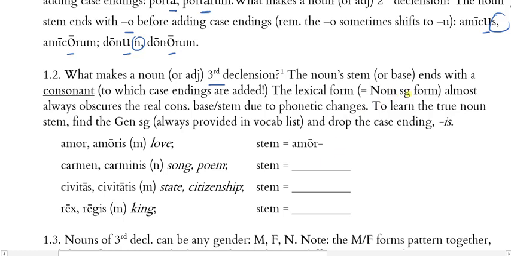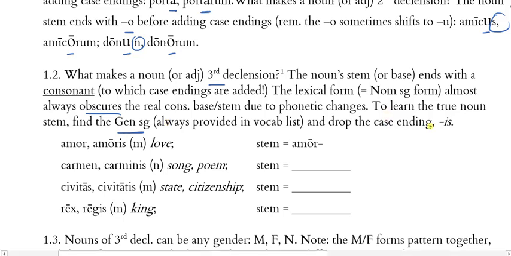The lexical form almost always obscures the real consonant, or the real base, or the real stem that ends with a consonant because of phonetic changes. We'll talk about a few of those in a moment. But if you want to learn the true stem of a third declension noun, you can't go to the nominative singular form, which is the lexical form. You have to go to the genitive singular form. In your vocab list, that's always going to be provided for you right after the nominative singular lexical form.